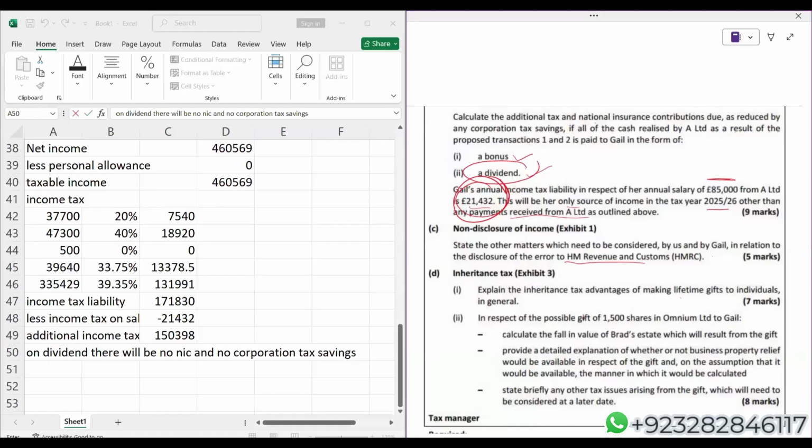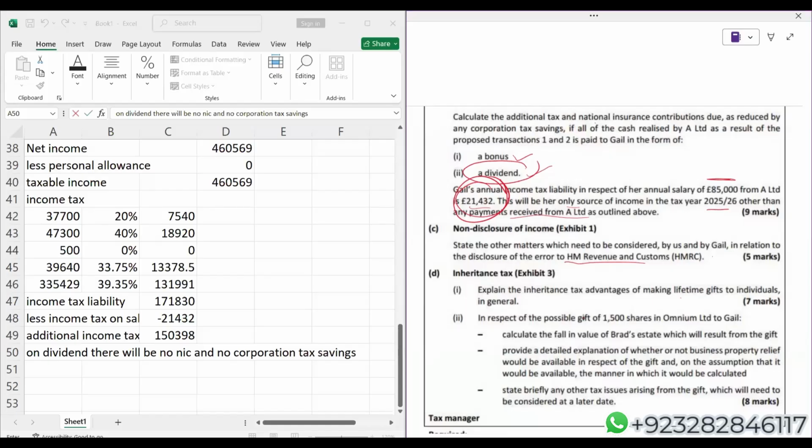Can I say number one? The benefit of a lifetime gift, when one individual is giving a gift to another individual, number one benefit is it is a PET, potentially exempt transfer. Number one, on a PET there is no lifetime tax. Plus, if the donor survives at least 7 years after making the gift, then the gift becomes fully exempt. Is that clear, students?